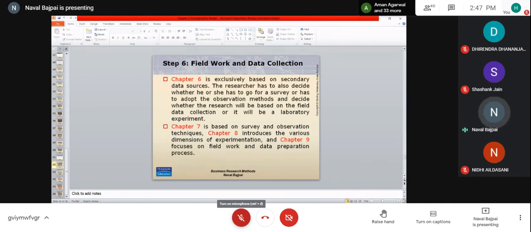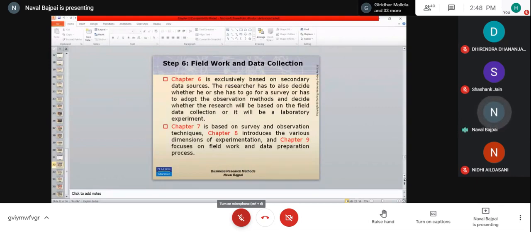Right, now we would be taking up, because this class is the PG class and PhD class. Almost 10 people from PhD have joined the class, which is why we will be talking in terms of thesis also. And MTech people are also supposed to submit the thesis. So chapter 6 is going to explain the secondary data sources. Chapter 7 is based on survey and observation. Chapter 8 is based on experimentation. And chapter 9 is based on field work and data preparation.